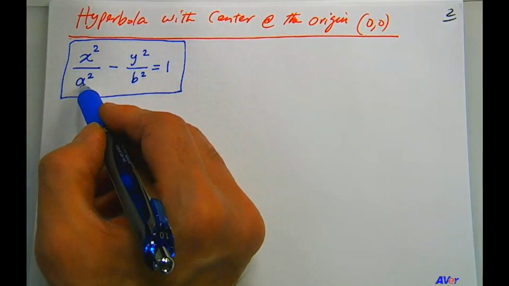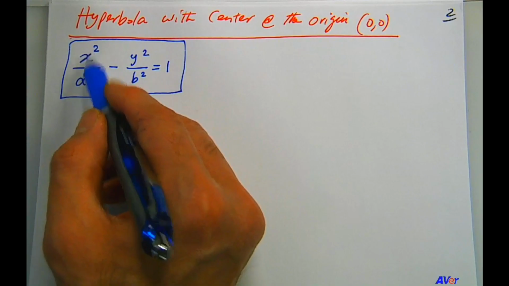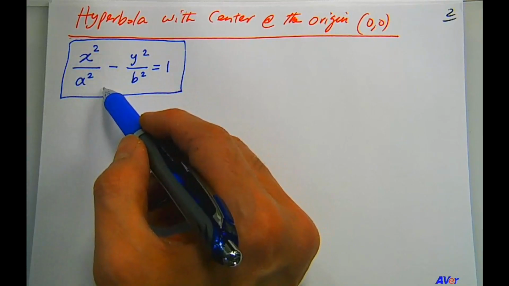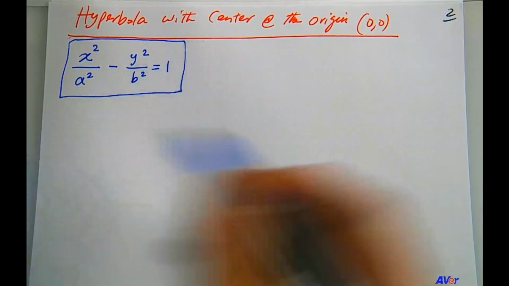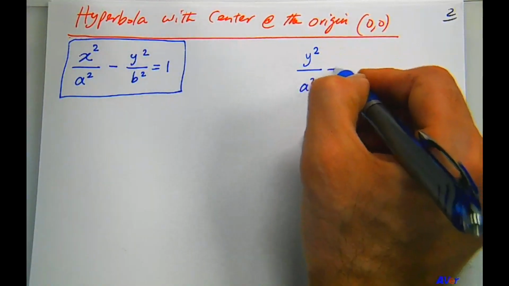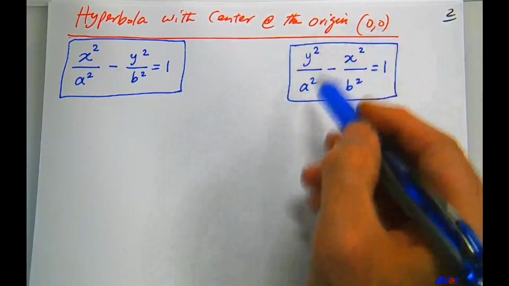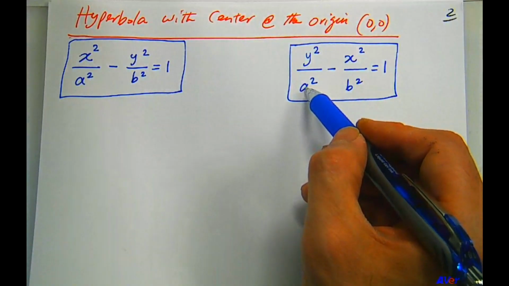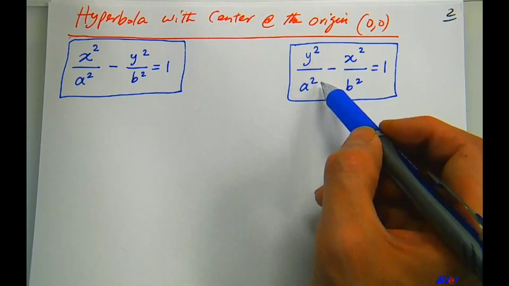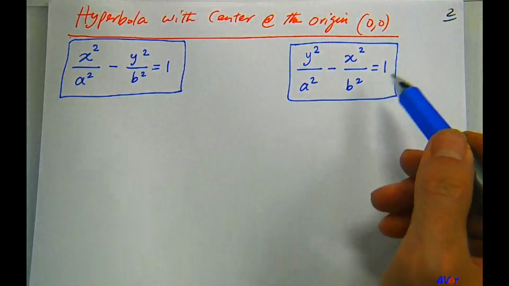Notice here a, which represents the location of the vertices of the hyperbola, is under the x squared term. So our hyperbola, based on this equation, is horizontal, opening left and right. By the same token, on this side, we have y squared over a squared minus x squared over b squared equals 1. Here, the location of the vertices of the hyperbola is the denominator of the y squared term. So in this case, the hyperbola opens up and down. So it is a vertical hyperbola.